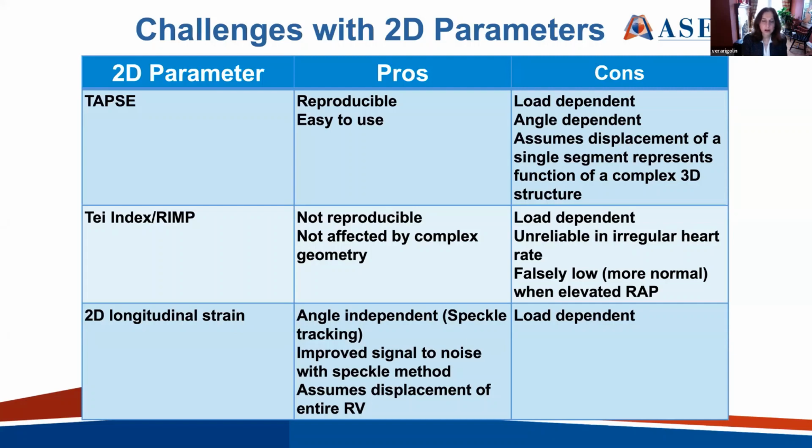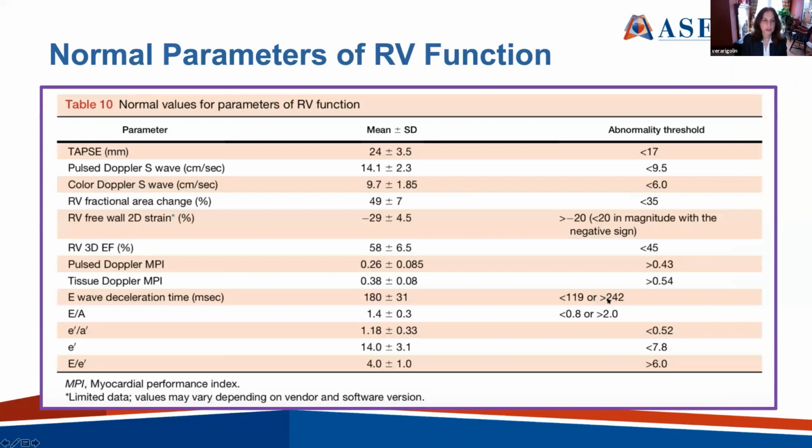displacement of the entire RV, not just one segment, and has less effects due to tethering. However, it is also load dependent, so can be variable, particularly in states like pulmonary hypertension, although as we've seen, despite that, it does have some prognostic value in those conditions.